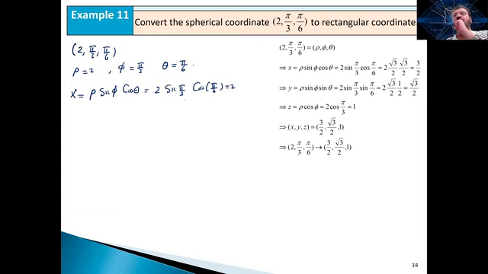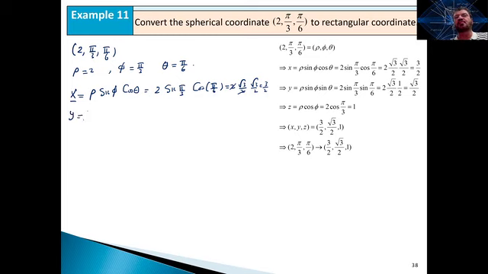And this is equal to 2. What's sine 60? It's root 3 over 2. What's cosine 30? Root 3 over 2. This 2 goes with this 2. Root 3 times root 3 is 3, so the answer is 3 over 2. So x is 1.5.